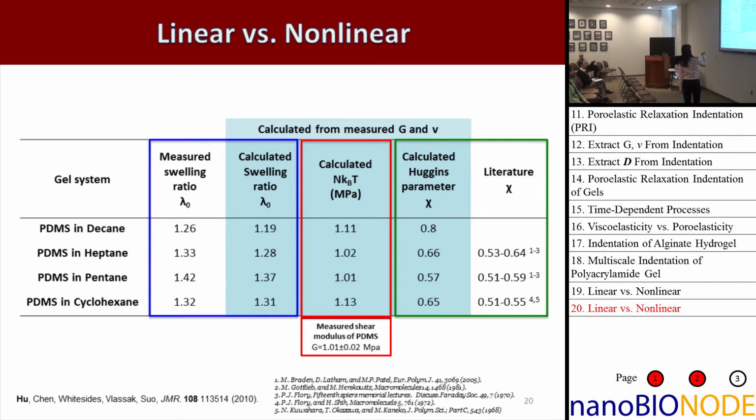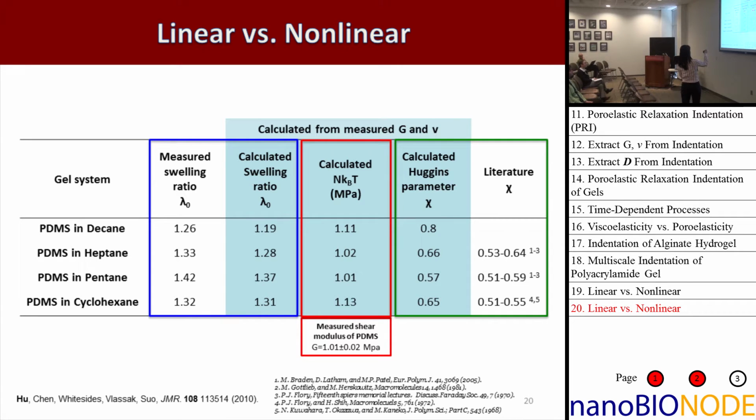For example, this is our calculated value from measured shear modulus and Poisson's ratio. This is the independently measured swelling ratio. It's simple. I just throw it into the solvent and measure how much the volume changes, right? This is the measured value, and this is the calculated value. You can see very good comparison.